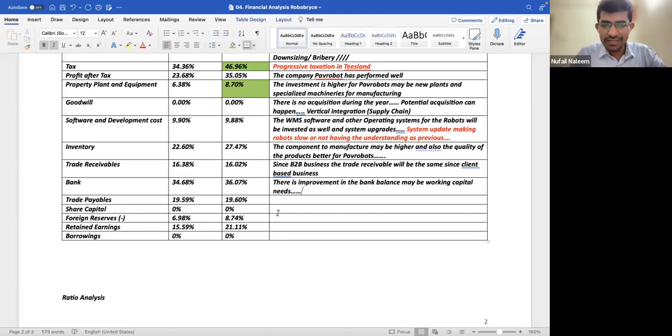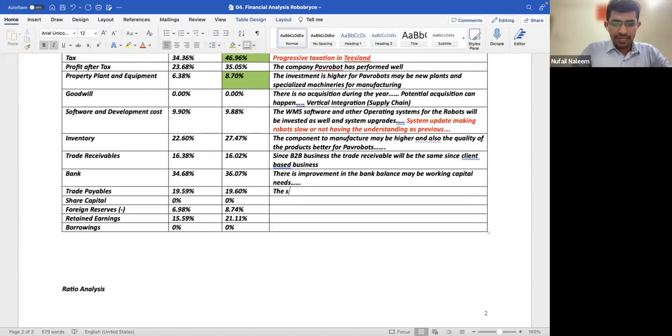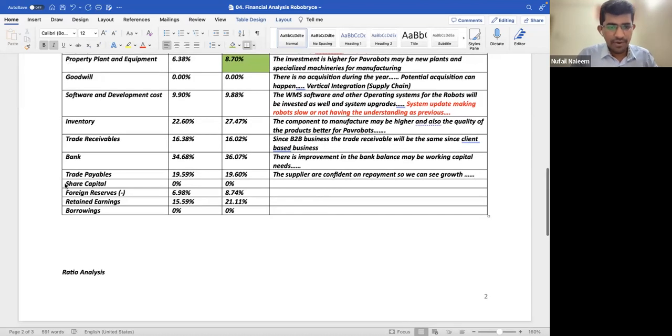Trade payables, you see, students, 19.5, 19.6. Again, the suppliers are confident on repayment. So we can see a growth. Because students, if the suppliers are not happy with your financial management, you won't have a growth. Now, the important thing for us is share capital balance, nothing happened. Borrowing, nothing happened. So there will be a sure question, that is compulsory question in the examination.